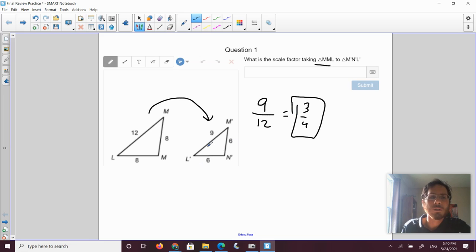I could pick any one of the divisions to do. I could do 6 divided by 8 to get to 3/4. But it's important to note that it is getting smaller.